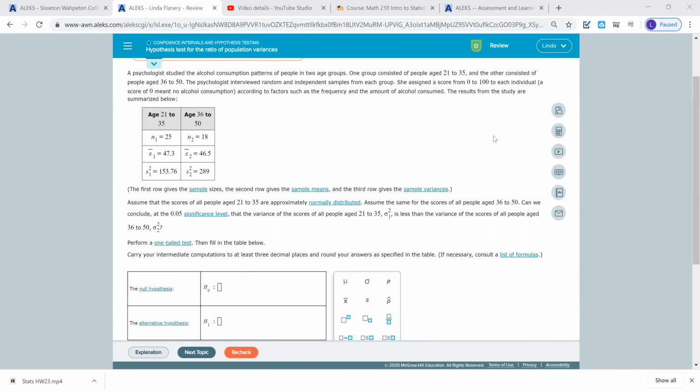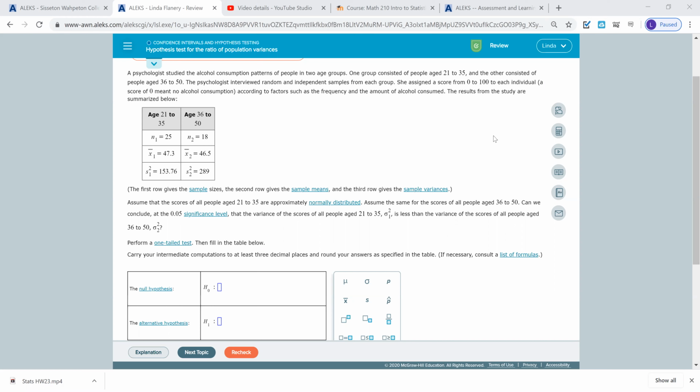All right, I want to do one of the hypothesis tests for the ratio of population variances when you have a left-tailed test. In our examples, we only had right-tailed tests. So this works a little bit differently than our normal testing when we're doing our left-tailed and our right-tailed test when we're doing an F test.